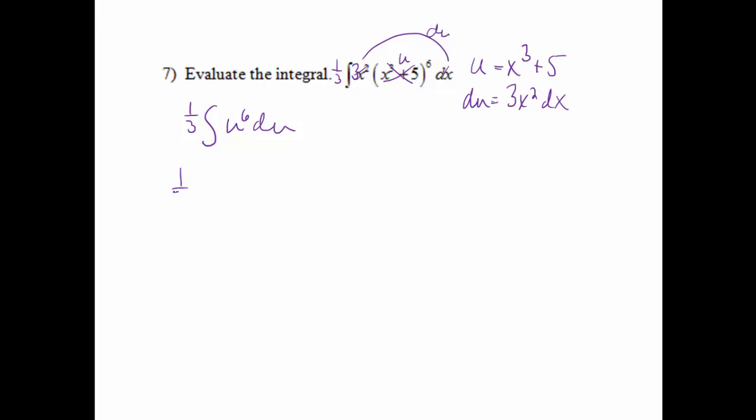So I'm going to bring down my 1/3 because it's a constant, and then the integral of u to the 6th will raise the power by 1, so we'll get u to the 7th times the reciprocal on the outside. So this will be 1/21 u, which is x cubed plus 5 raised to the 7th power, plus c.